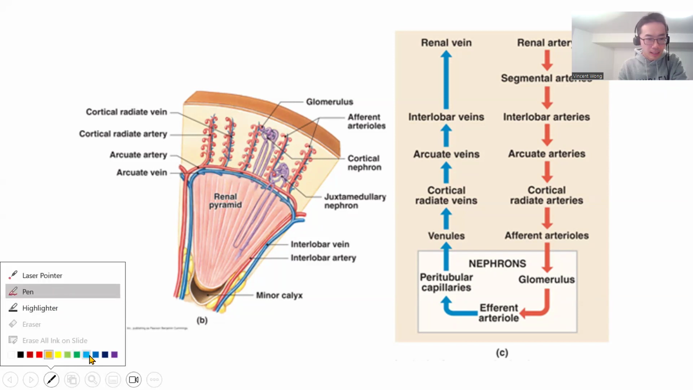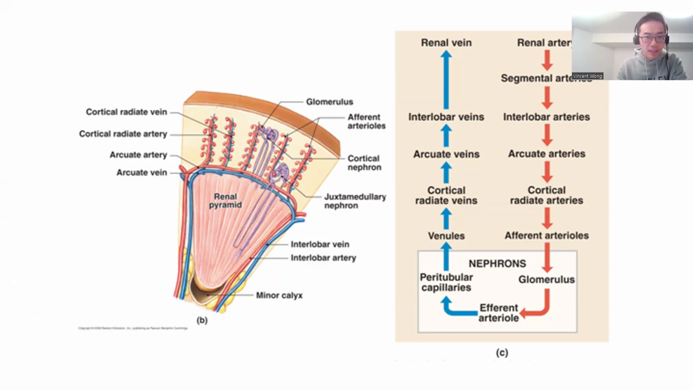I don't know. Can you see? These ones, right? Those are the cortical radii artery, right? And coming out from the cortical radii artery, you see the afferent arteriole. That's the one that's going sideways, right?